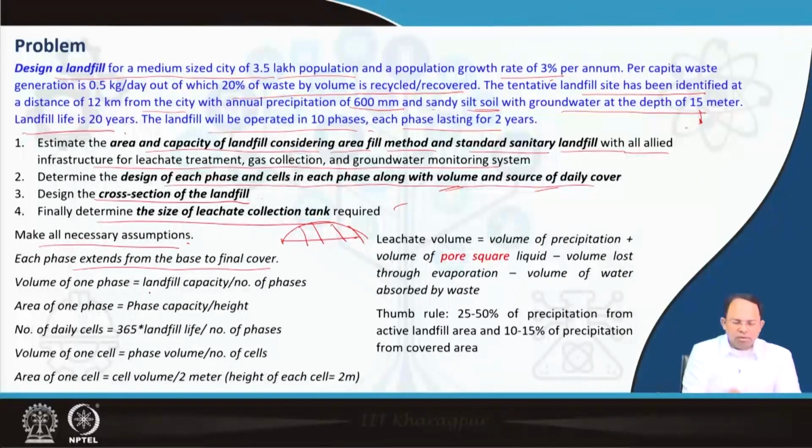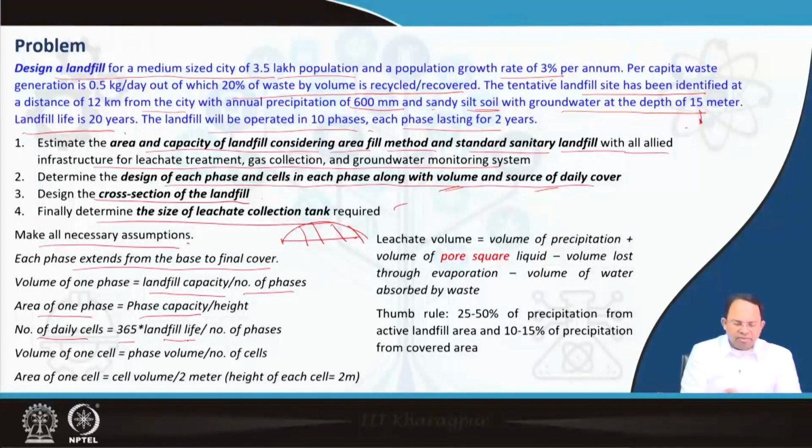Volume of one phase equals landfill capacity divided by number of phases. Area of one phase equals capacity divided by height of the landfill, of course. Number of daily cells is 365 times landfill life divided by number of phases.